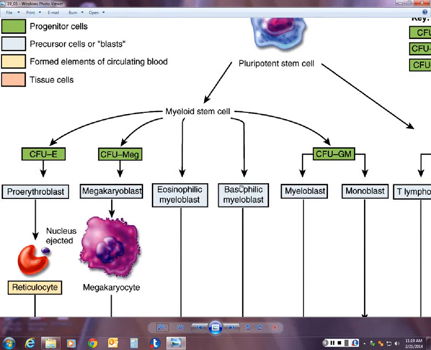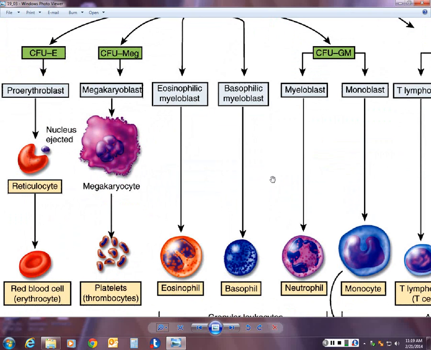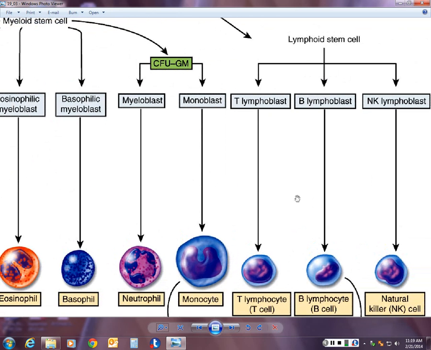Now, you don't have to keep in mind those chemical messengers, but what you should definitely keep in mind is what you can get from the myeloid stem cell. And that's going to be, once again, a red blood cell, platelets, and 4 out of the 5 white blood cells: eosinophils, basophils, neutrophils, and also monocytes. Now, if we take a look at what arises from the lymphoid stem cell line, there are a little bit fewer options.